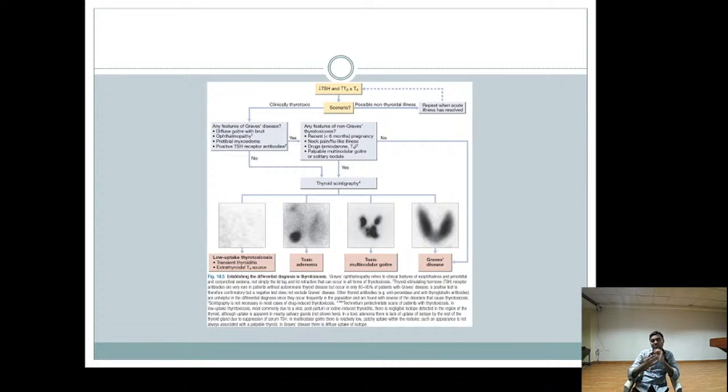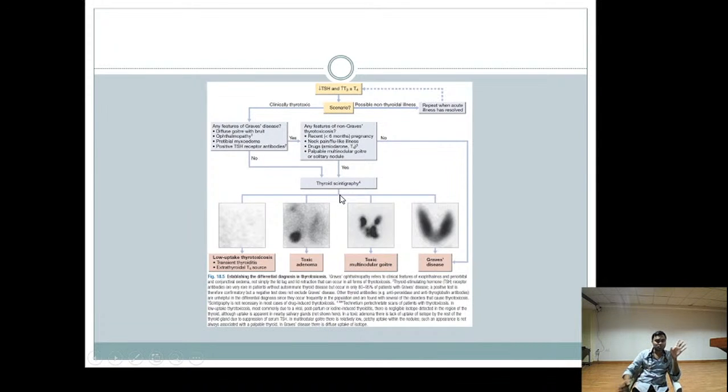Then if these features are not present, we go for thyroid scintigraphy. If these features are present, we should also look for features of non-Graves thyrotoxicosis, that is any recent pregnancy within the last 6 months, neck pain or flu-like illness, any intake of drugs like amiodarone or T4, and palpable multinodular goiter or solitary nodule. If these features are not present and features of Graves are present, then it is clear-cut Graves' disease. If features of Graves' disease are not present, we go for thyroid scintigraphy.